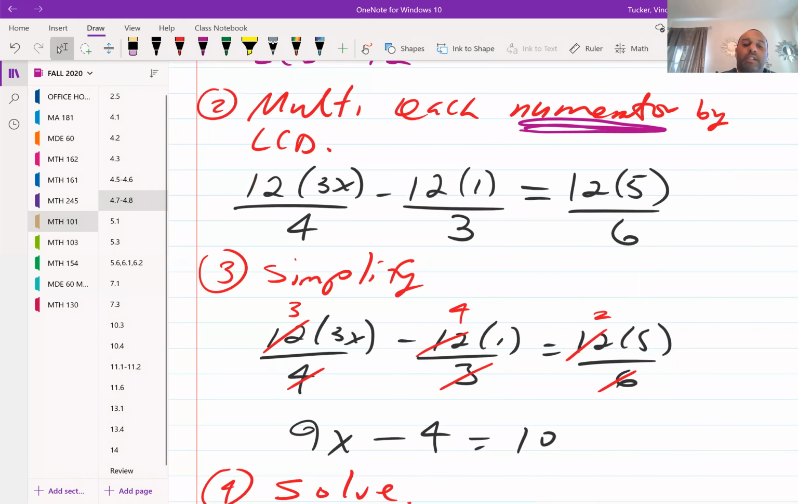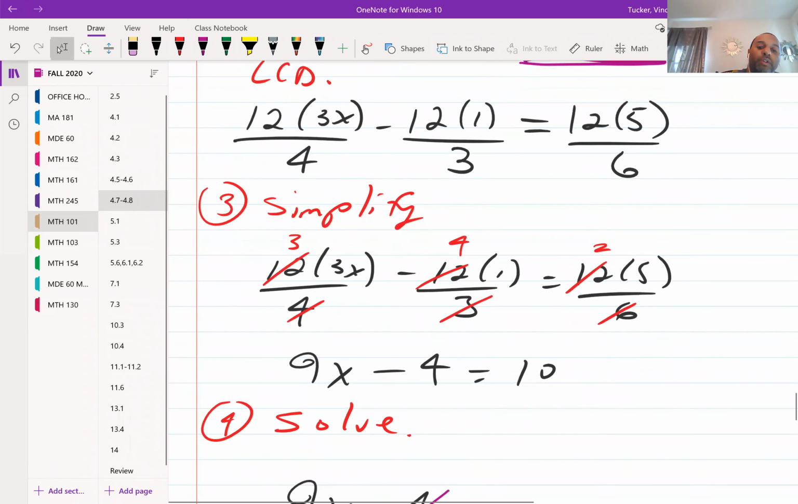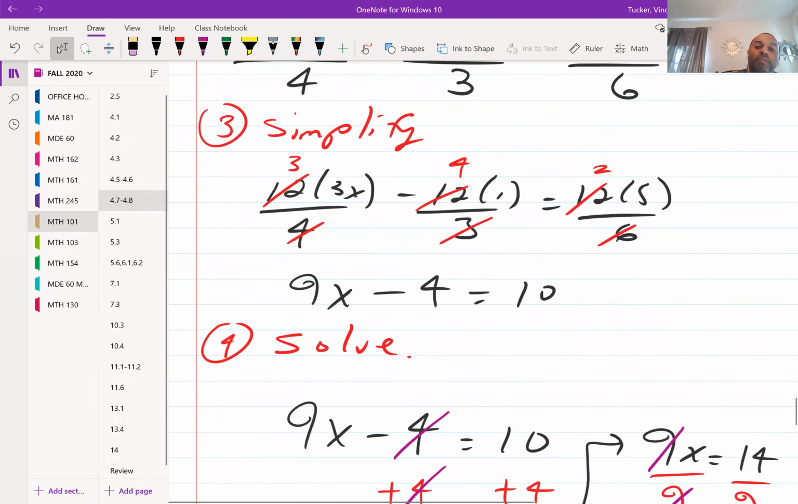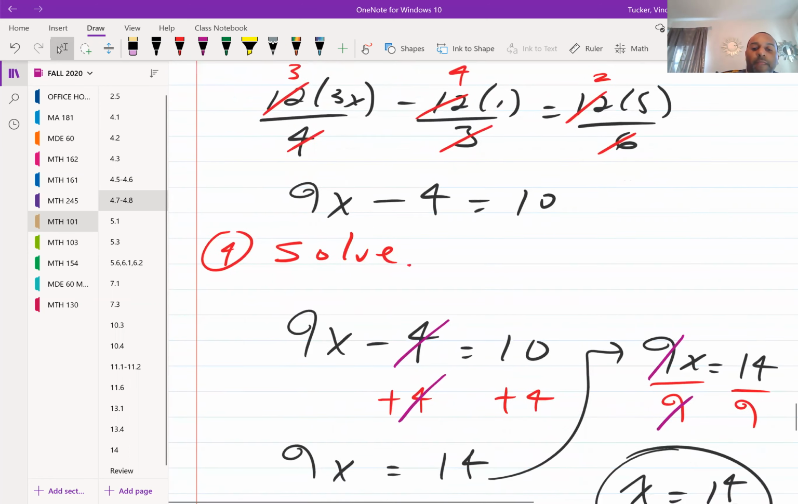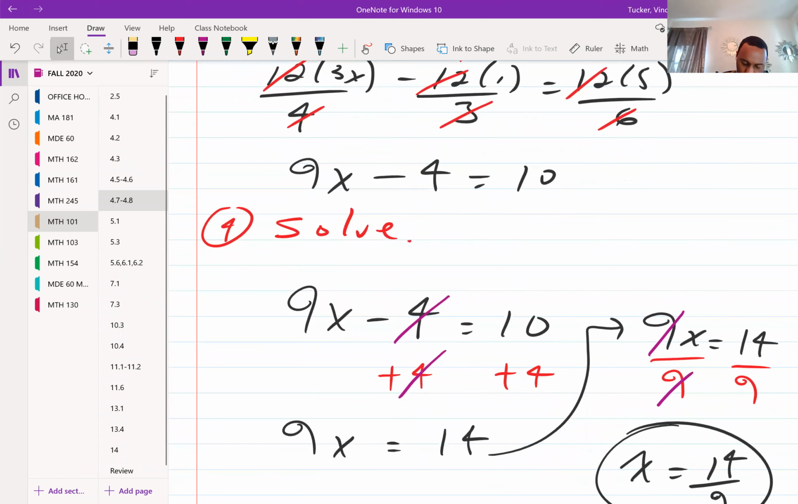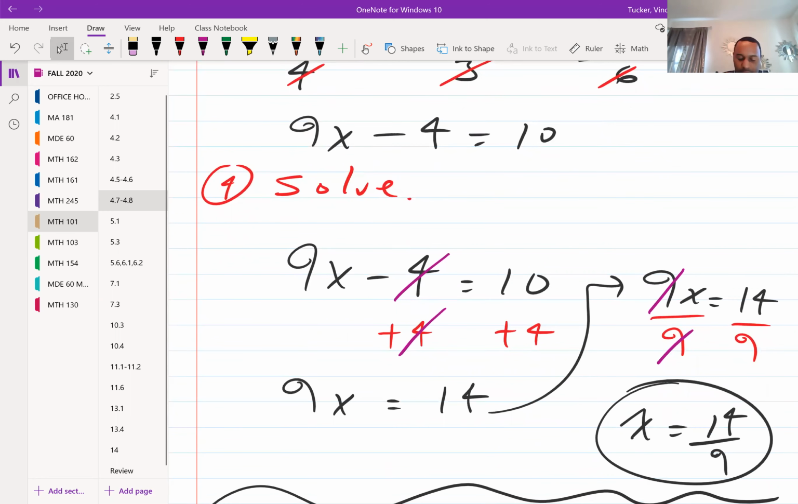Now if we simplify, 3 times 3x is 9x, 4 times 1 is 4, and 2 times 5 is 10. And so now we have a regular linear equation. And we can go ahead and solve that. So I would add 4 to both sides to cancel out that negative 4. Divide by 9, and my solution is 14 over 9.